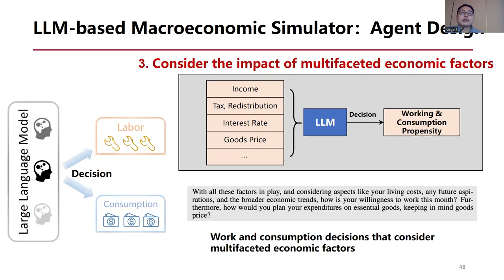And finally, when taking the decision, the agent is expected to consider the impact of multi-faceted economic factors, including income, tax, redistribution, interest rate, and goods price. And finally, it generates the decision, which includes the working and consumption propensity. The example asks: with all these factors in play, and considering aspects like your living cost, any future aspirations, and the broader economic trends, how is your willingness to work this month? Furthermore, how would you plan your expenditures on essential goods, keeping in mind the goods price? So this example shows work and consumption decisions that consider multi-faceted economic factors, which is the generation for the further behaviors and actions, including working or consumption.